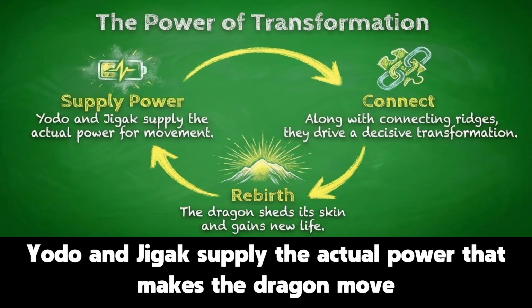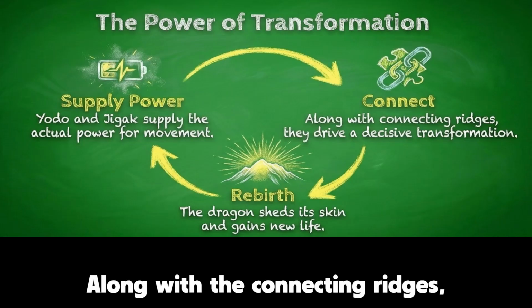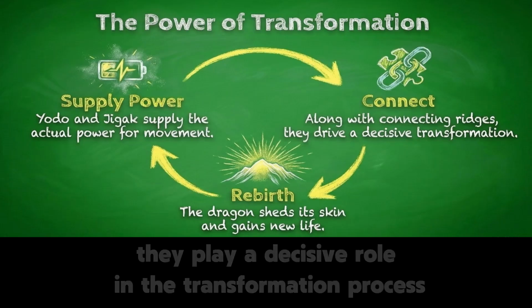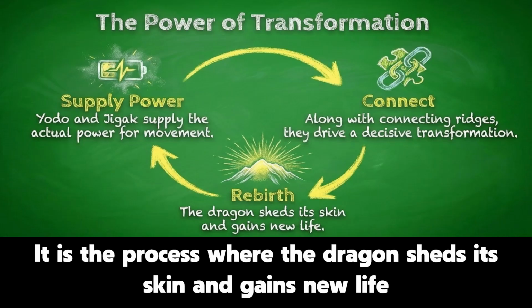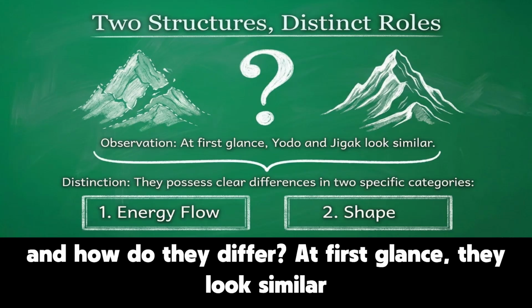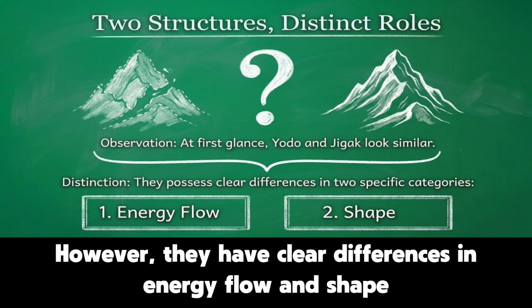Yodo and Jigak supply the actual power that makes the dragon move. Along with the connecting ridges, they play a decisive role in the transformation process. It is the process where the dragon sheds its skin and gains new life. Now, what are their specific roles? And how do they differ? At first glance, they look similar. However, they have clear differences in energy flow and shape.